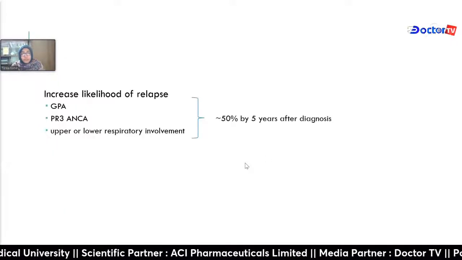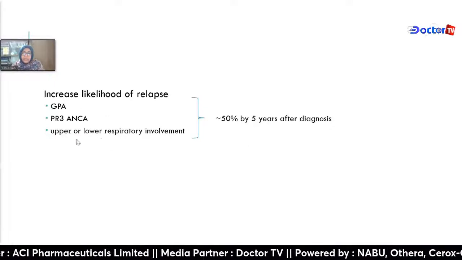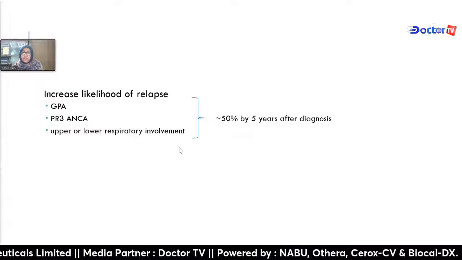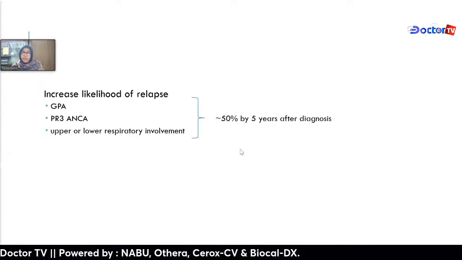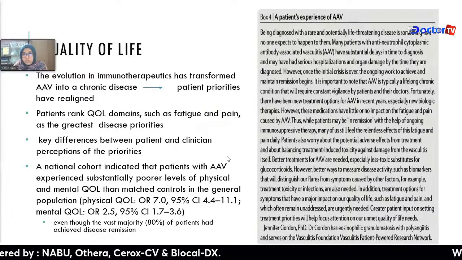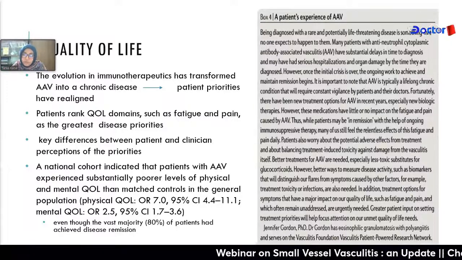There is an increased likelihood of relapse in GPA, PR3 ANCA, and when there is upper and lower respiratory tract involvement, which is approximately 50% by 5 years after diagnosis. We, the rheumatologists, aim in treating a patient not only to help the patient to live, but also to live a quality life.